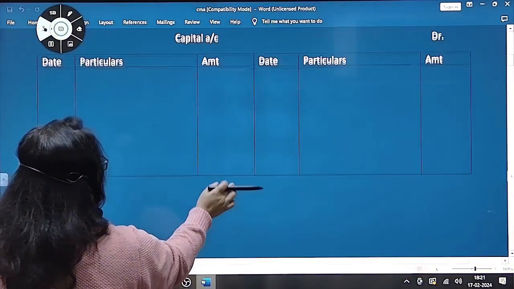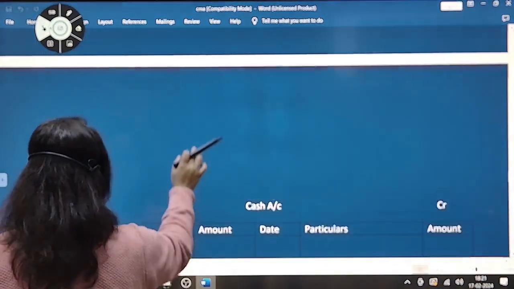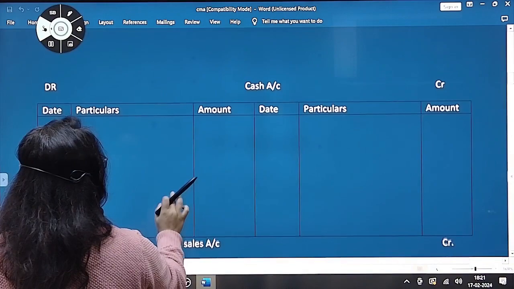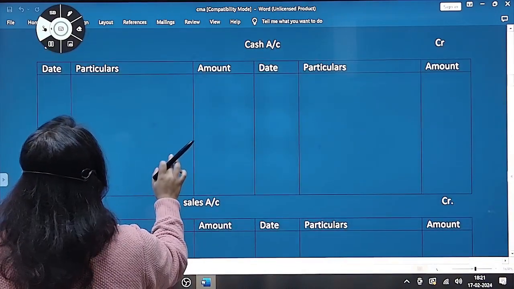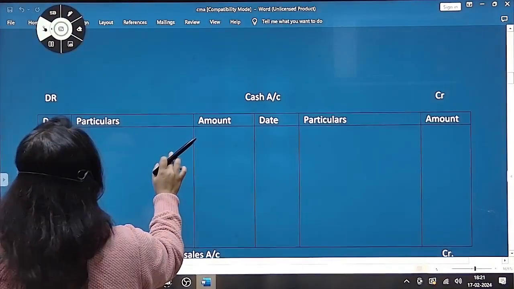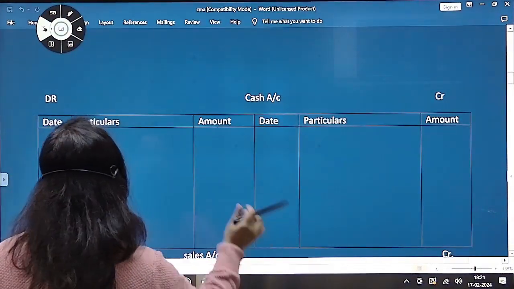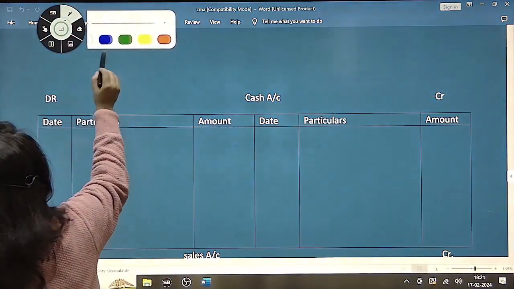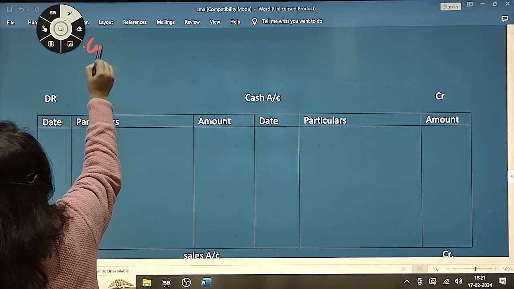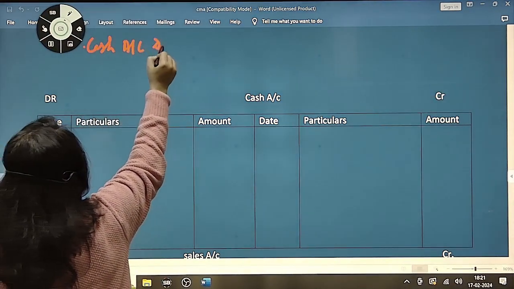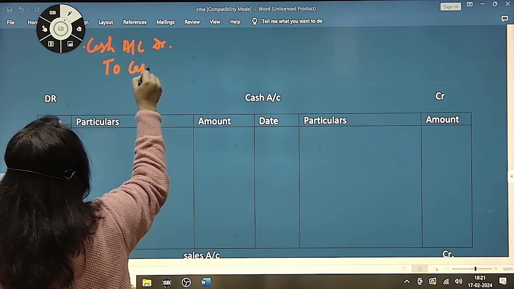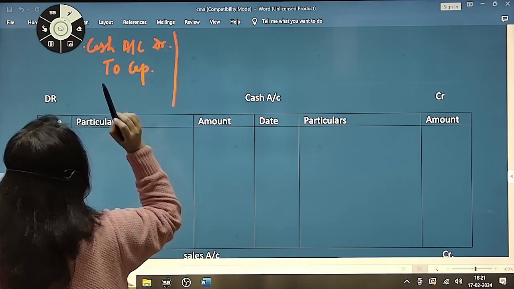Okay. Now we will do cash account. To do cash account, we'll see various transactions related to cash. So the first one was related to cash account, debit to capital. Okay, so that is 2 lakh rupees.